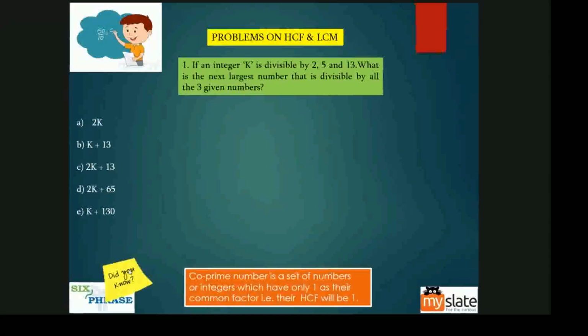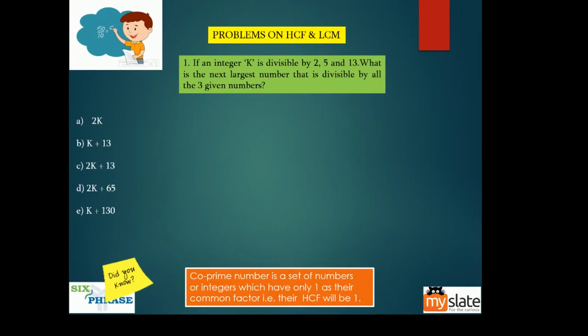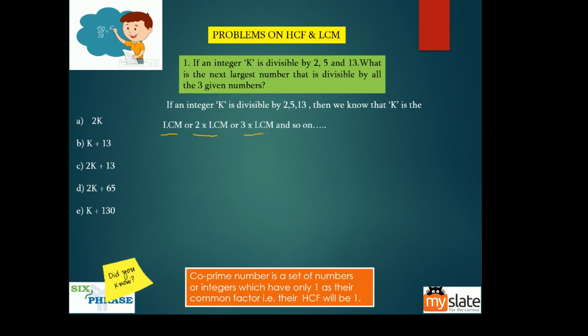Now, to solve this problem, they have given k is divisible by 2, 5 and 13. So, if an integer k is divisible by 2, 5, 13, then we know that k could be the LCM, or 2 into LCM, or 3 into LCM and so on, right? In that example in the previous slide, 100 was divisible by 20 and 25. The next number divisible by 20 and 25 was 2 into 100, 200. The next was 3 into 100.